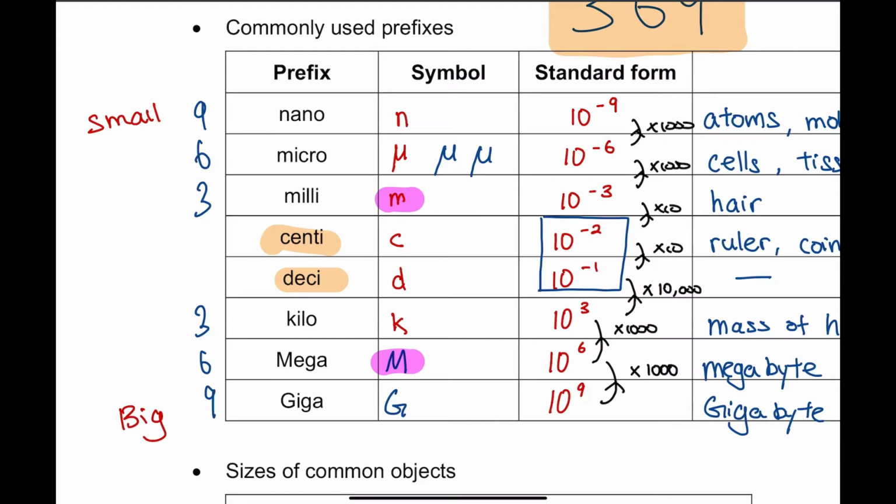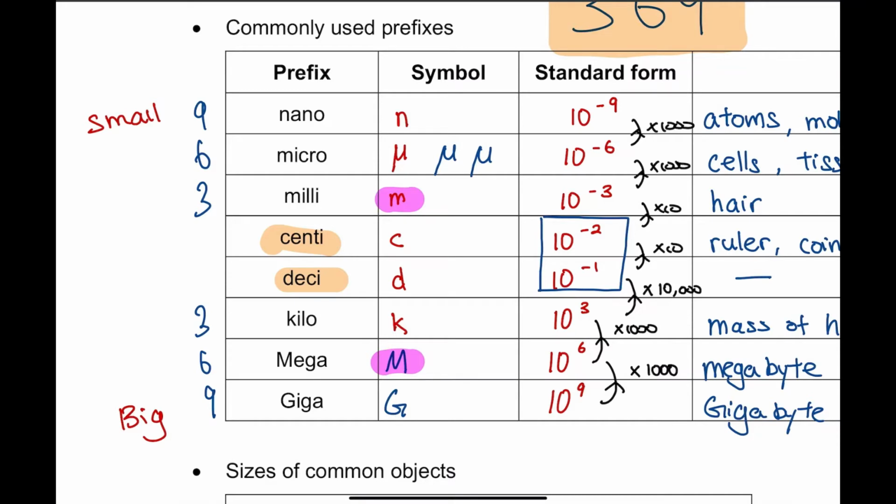Milli, small letter m, 10 to the power minus 3. Centi is letter c, 10 to the power minus 2. Deci, small letter d, 10 to the power minus 1. Kilo is small letter k, 10 to the power 3. It's getting bigger already. Mega, capital letter M.